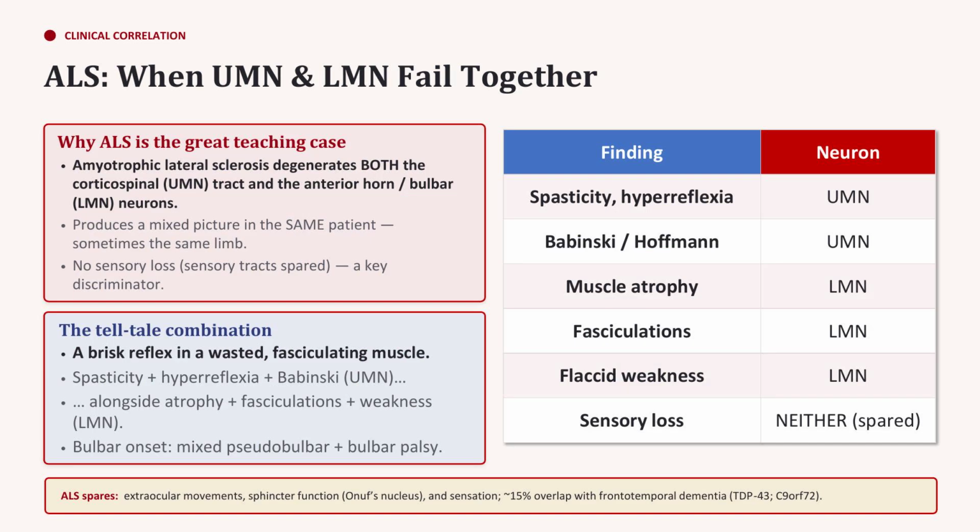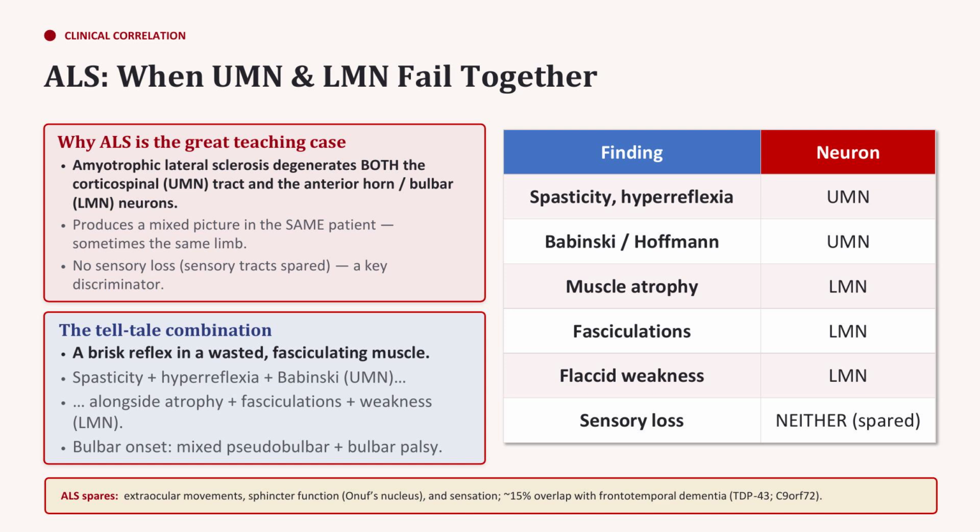Amyotrophic lateral sclerosis is the case that ties the whole lecture together because it attacks both motor neuron populations simultaneously, the corticospinal upper motor neurons and the anterior horn and bulbar lower motor neurons. The result is a picture that mixes both columns of our master table in the same patient, sometimes in the same limb. The pathognomonic combination is a finding you would otherwise call contradictory, a brisk, hyperactive reflex in a muscle that is wasted and fasciculating.